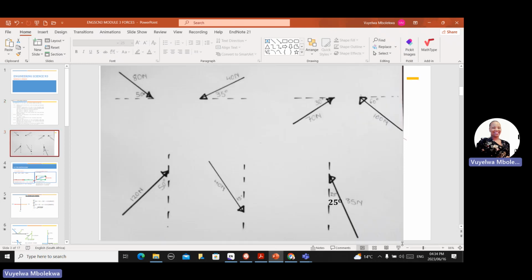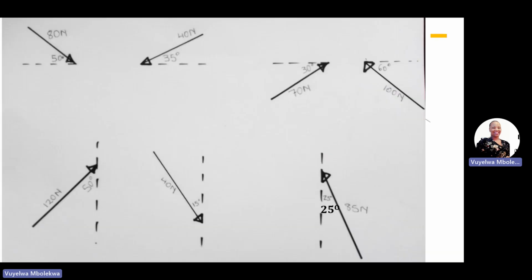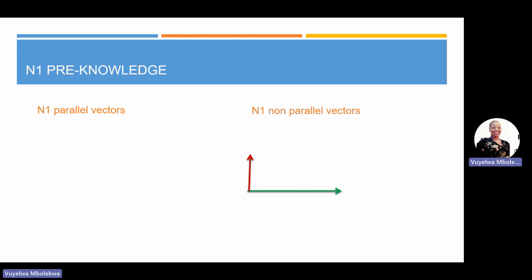So that was just a recap of the N2. And then if we look back at N1, we had to add up vectors, because the whole purpose of this lesson is that you will be given a number of forces and they want you to calculate a resultant force of those forces as well as the equilibrant. So in N1, we learned how to add up parallel vectors and get a resultant vector. Also, how to get a resultant vector for non-parallel vectors.